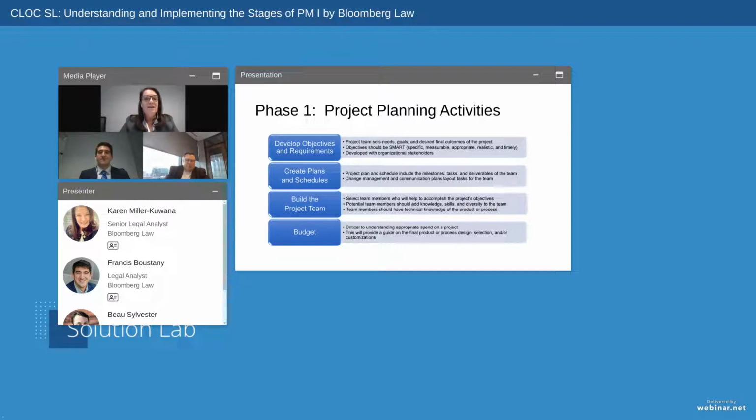It's important to also take the time to ensure that your objectives and requirements are specific, measurable, appropriate, realistic, and timely. The project team also needs to define the scope of the project and identify any foreseeable risk and potential mitigations for those risks. This, of course, all happens before you even start.